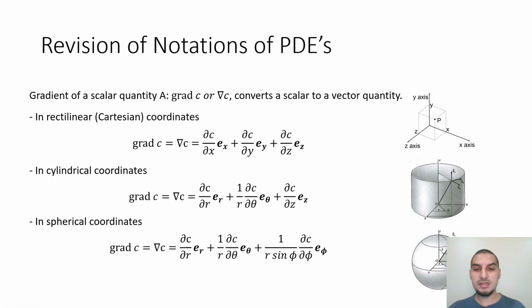So I say del C or nabla C is the gradient of C, and it's defined as the derivative of C with respect to x in x direction plus the derivative of C with respect to y in y direction plus the derivative of C with respect to z in z direction. So C is a scalar quantity, and del C is a vector quantity because it has three components in x, y, and z directions.